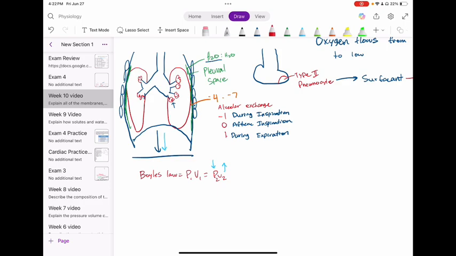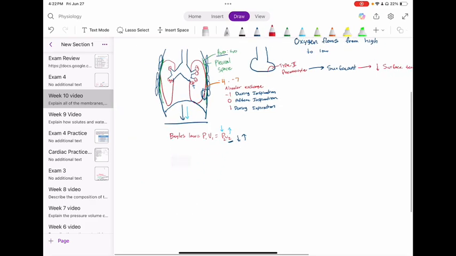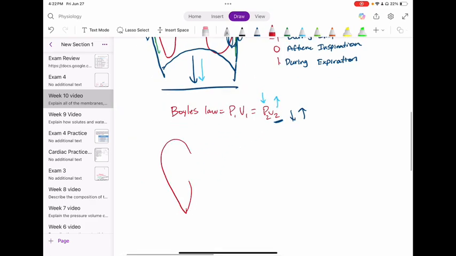That's any way that we get a pocket of air inside the lung. What that does is it reduces our volume. That goes down. We have a higher pressure inside the lung, causing the lungs eventually to collapse. So we'll talk about that.